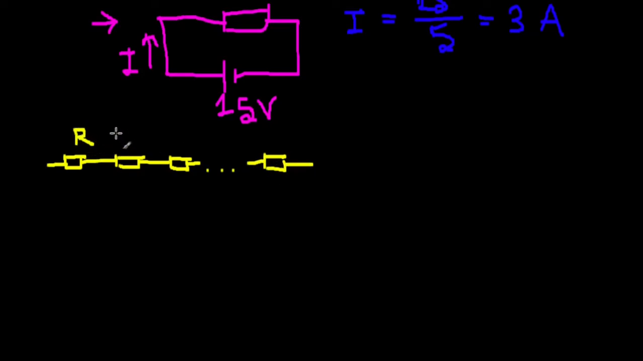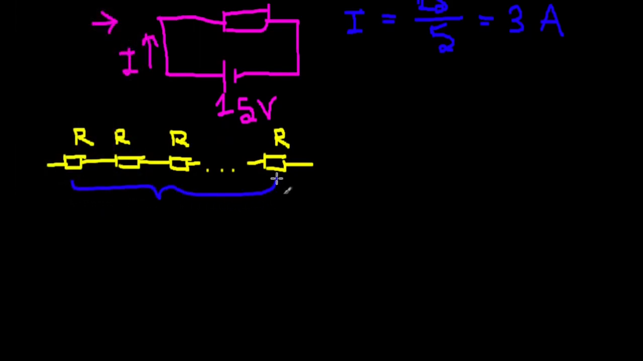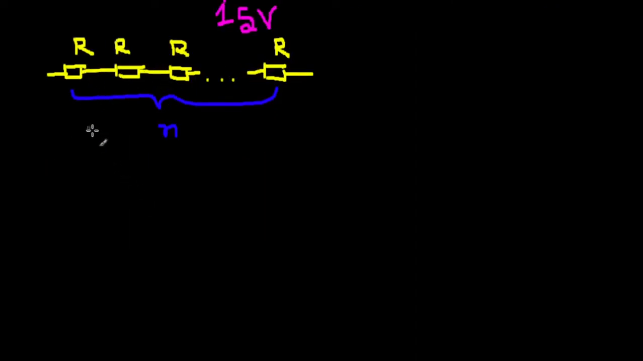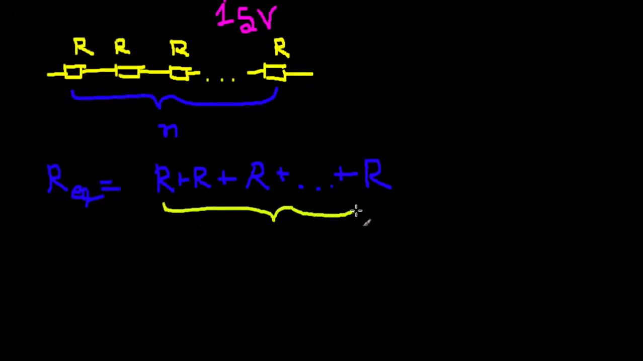So all of these, suppose they have the same value. For series combination, where all of them have the same value, this one's not really that important. It's pretty obvious that if you have n of them, you just add all of them. R plus R plus R. This is going to be your equivalent resistance. You do this n times, so there are n of these, right? So your answer is just going to be n into R.